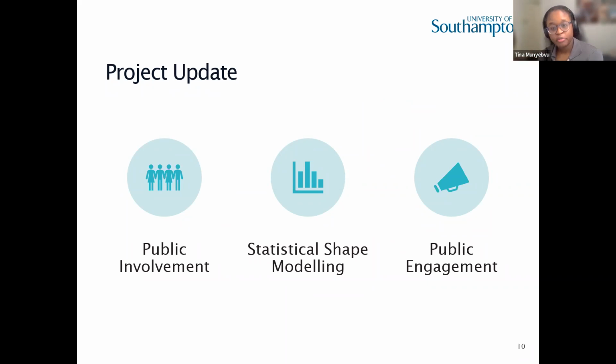During the design process of a computational human hand, we need to consider, as I just said, the biomechanical, clinical, and social factors. So public involvement has been at the core of the development of this project, and we hope to involve even more lived experience and clinical perspectives throughout the project. In the later slides, I'll also describe some of the statistical shape modeling we've done, but also a public engagement project that we've been able to facilitate as a result.